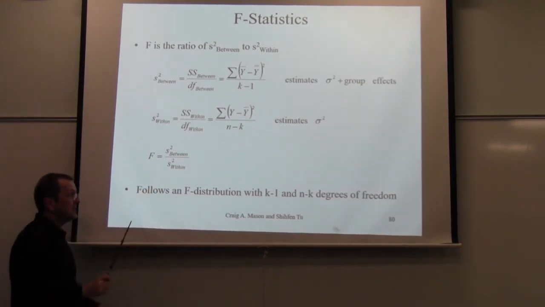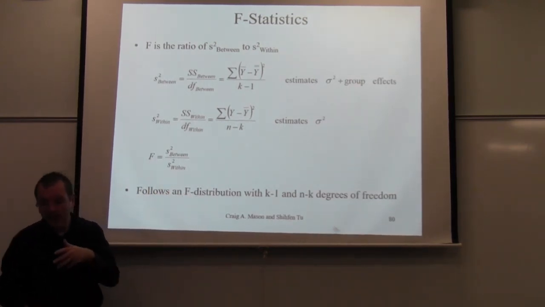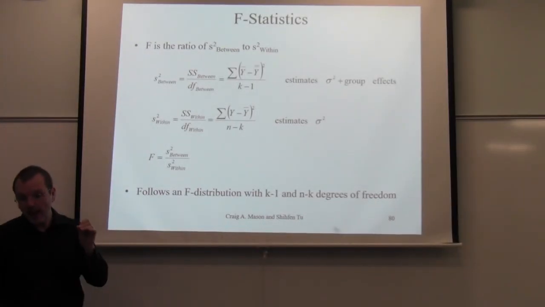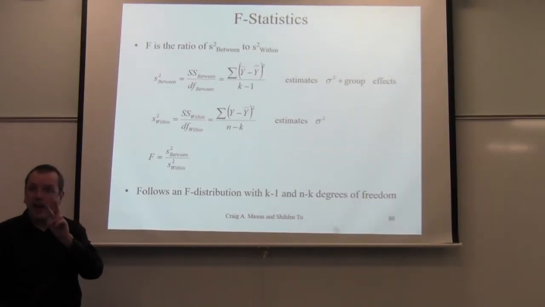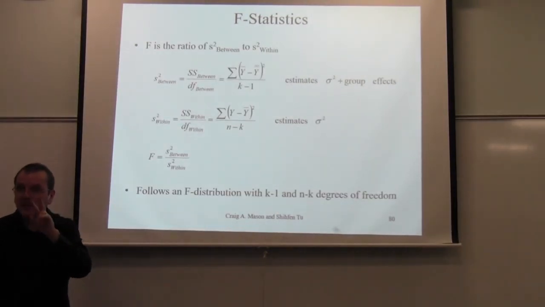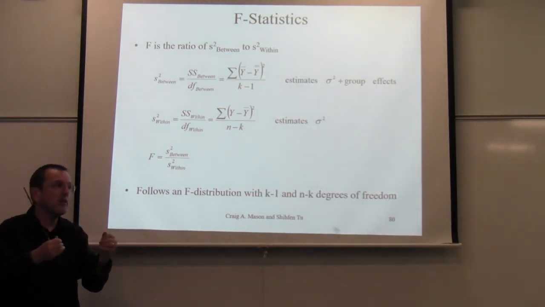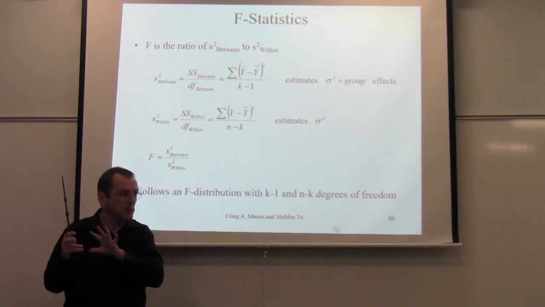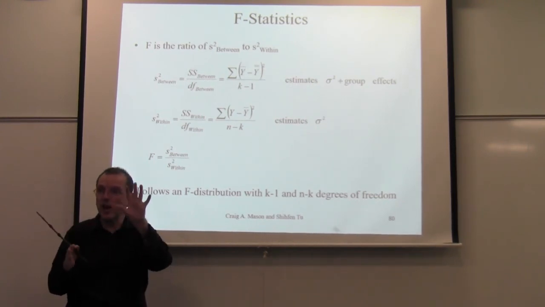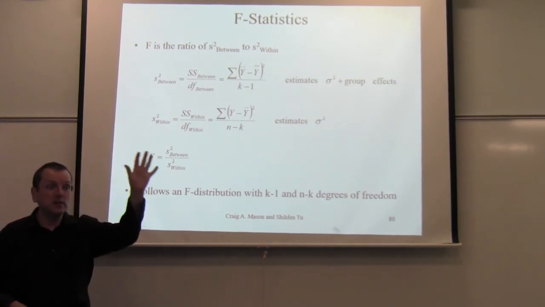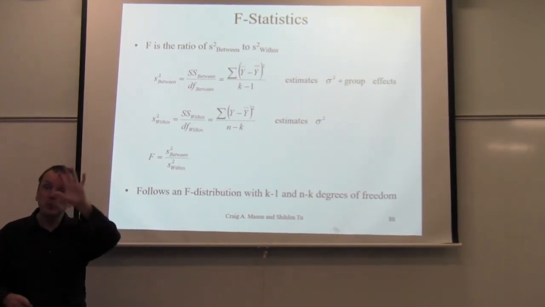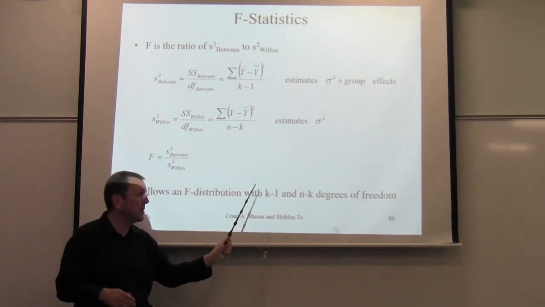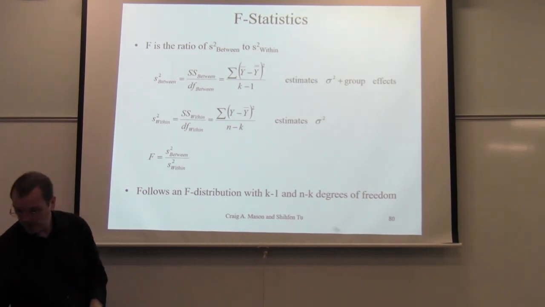And that follows what's called an f distribution, with k minus 1 and n minus k degrees of freedom. For the f, because there are 2 variances, there are two degrees of freedom. Not that the degrees of freedom equals 2, but there are 2 values that play into it. The shape doesn't just change by n minus 1, it's changing by 2 sets of numbers at the same time. So we have to keep track of both of those degrees of freedom because they both influence the shape of the f distribution.